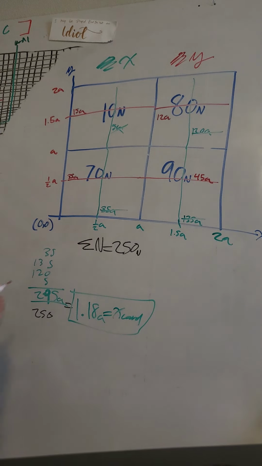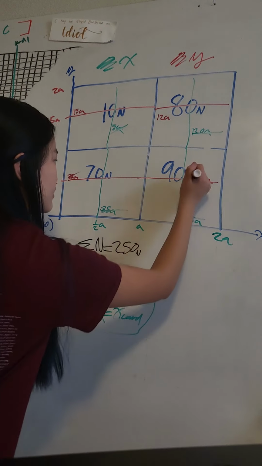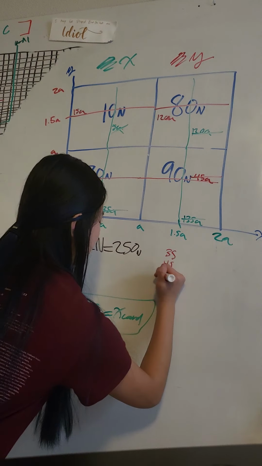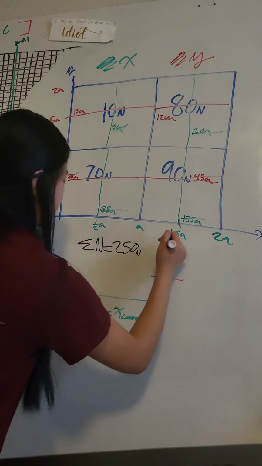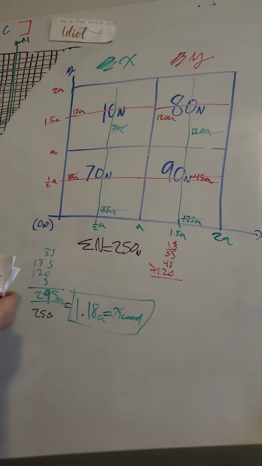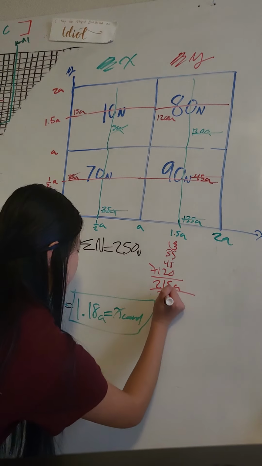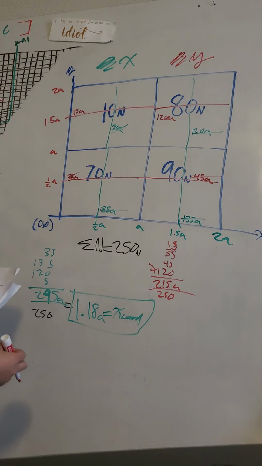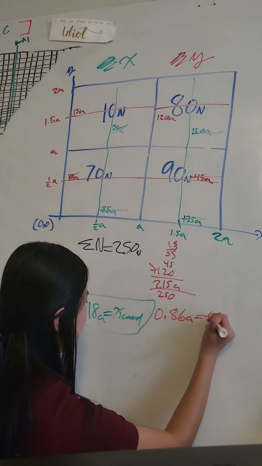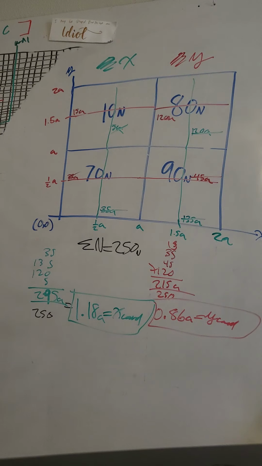And then for the y coordinate point, we have 35 plus 45 plus 120, plus 15 at the top. All of that added together should get you 215a. And if we divide all that by 250, we should get 0.86a, and that should be your y coordinate value. And that's how you solve both of those parts.